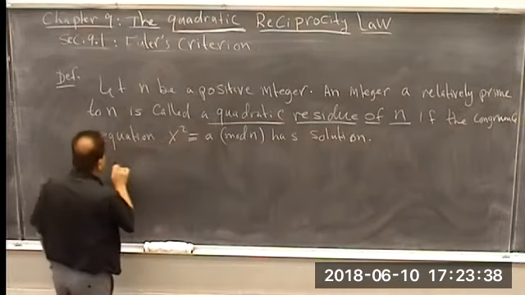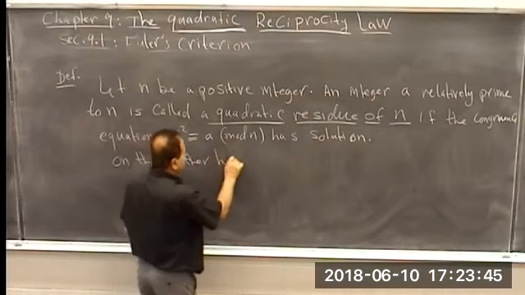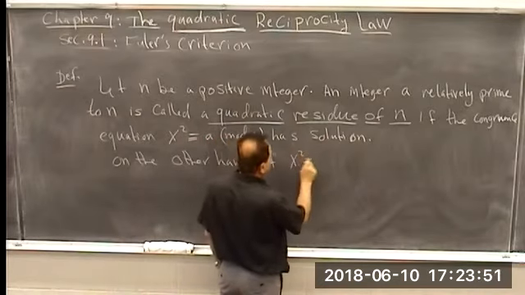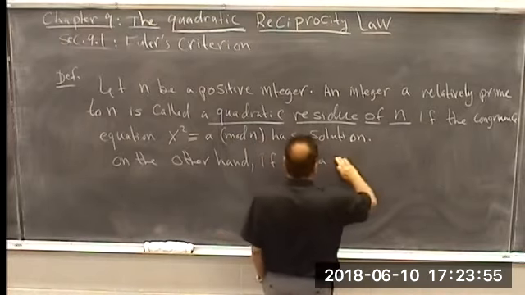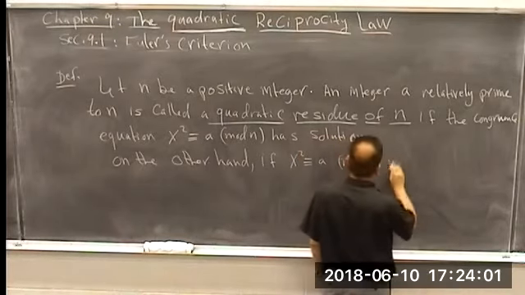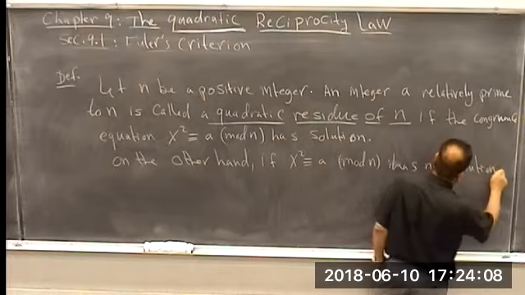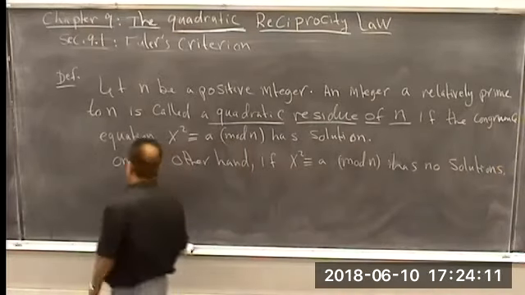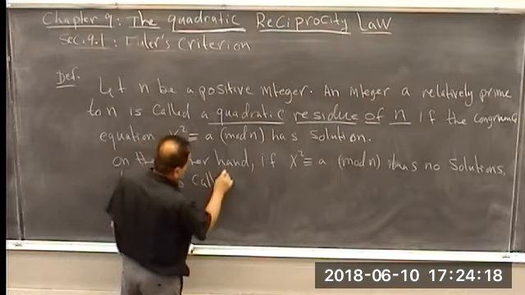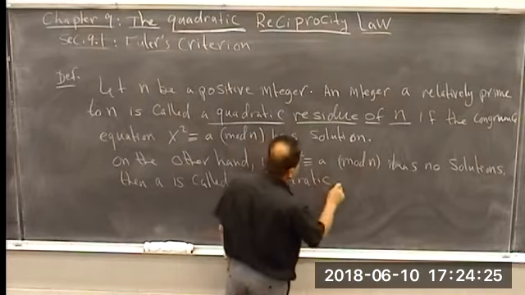On the other hand, if x squared congruent to a mod n has no solution, of course, then a is called a quadratic non-residue.